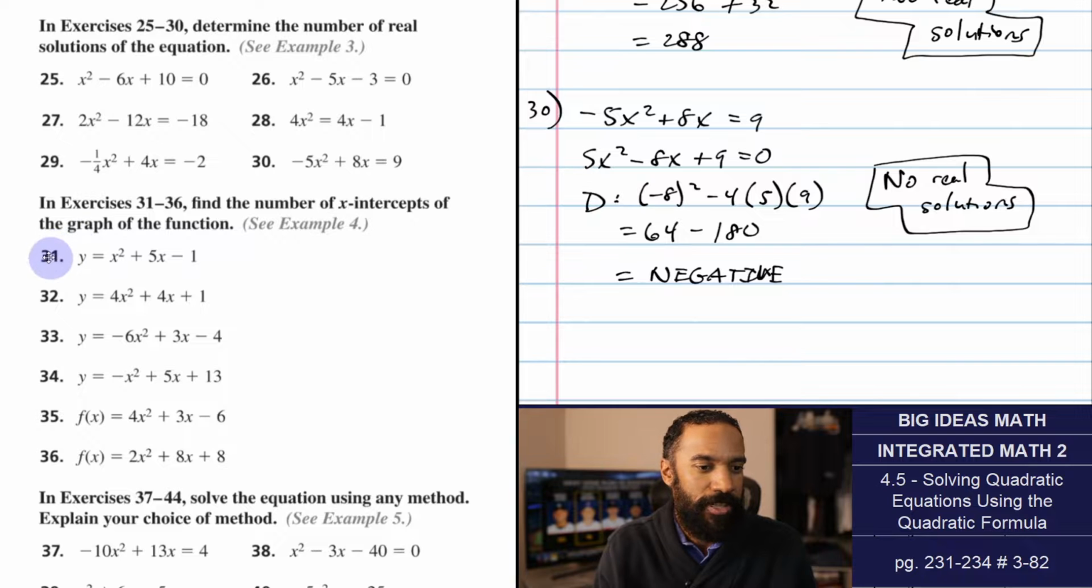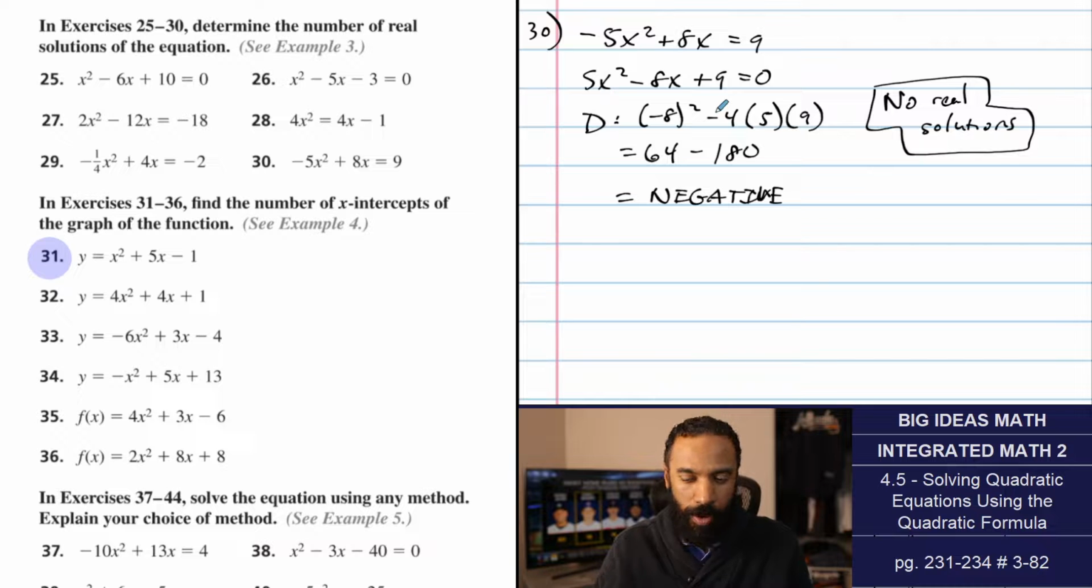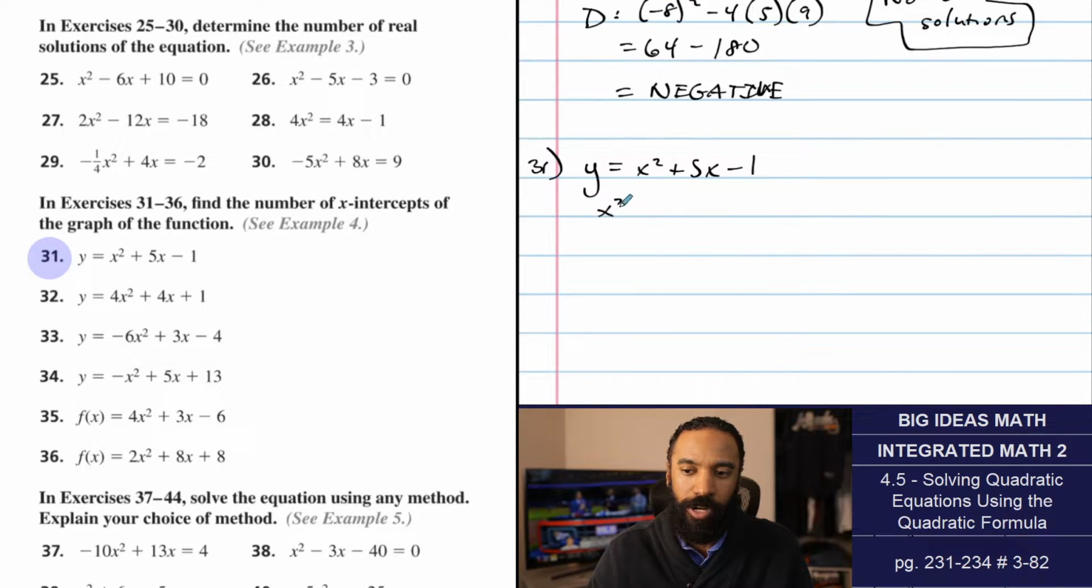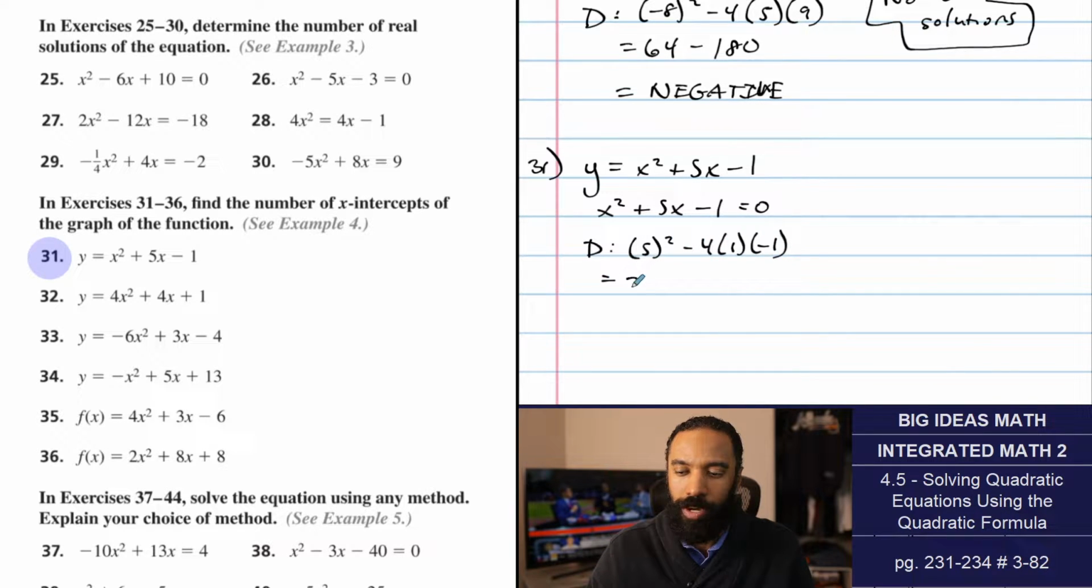Find the number of x-intercepts in the graph of the function. Okay, so this is going to be akin to what we just did. I'm still working with discriminants. The one difference, they're just training you on making sure that you know what something means interchangeably and how you work off of it. The difference here is this says y equals, but finding x-intercepts is finding the values of x when y equals 0. So x squared plus 5x minus 1 equals 0. Same stuff. Discriminant, b squared minus 4ac, is 25 plus 4, which is positive, which means 2 real solutions.